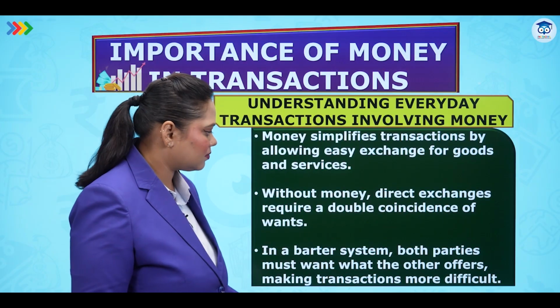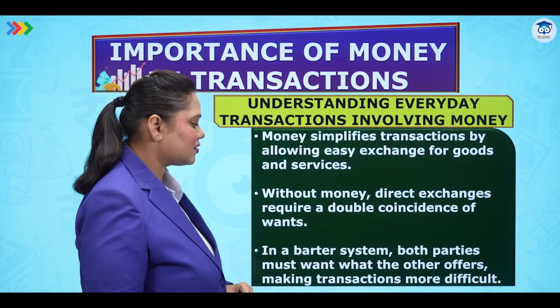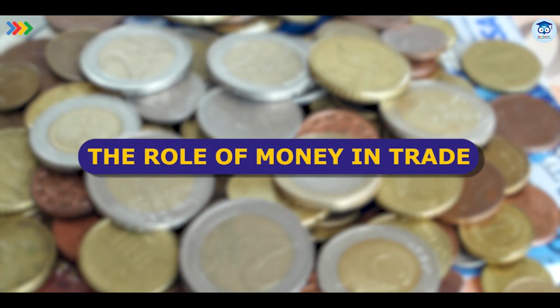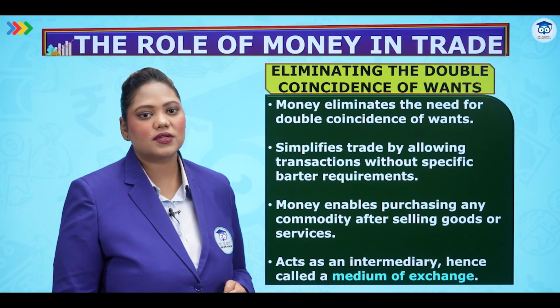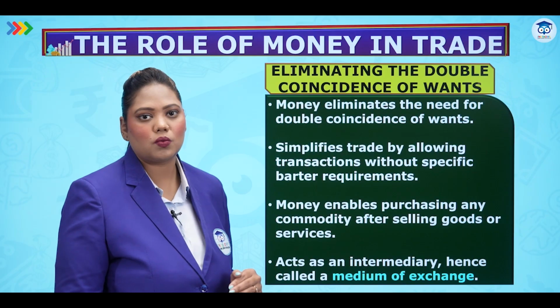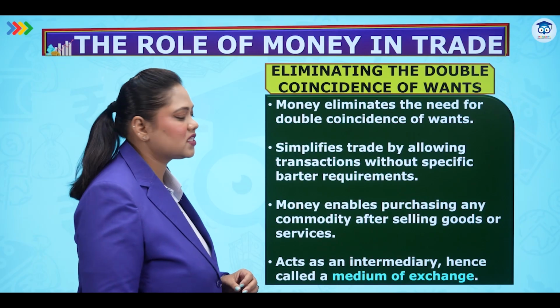In a barter system, both parties must want what the other offers, making transactions more difficult. Money eliminates the need for double coincidence of wants. It simplifies trade by allowing transactions without specific barter requirements.